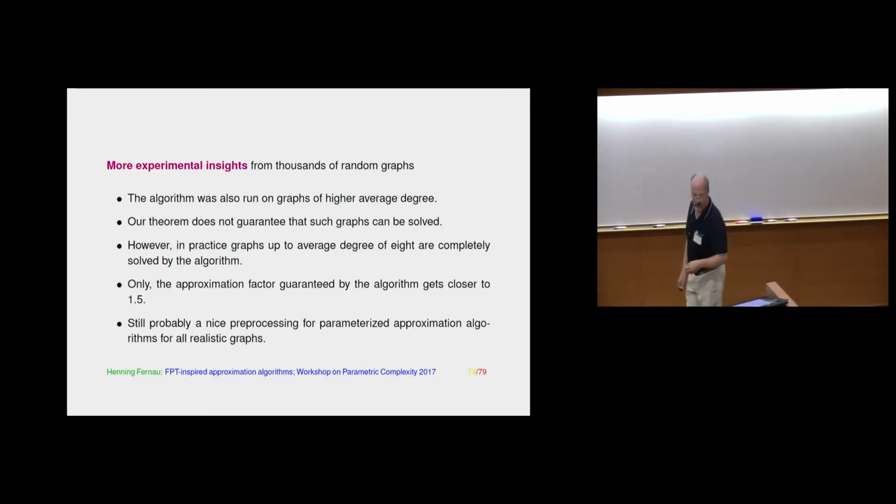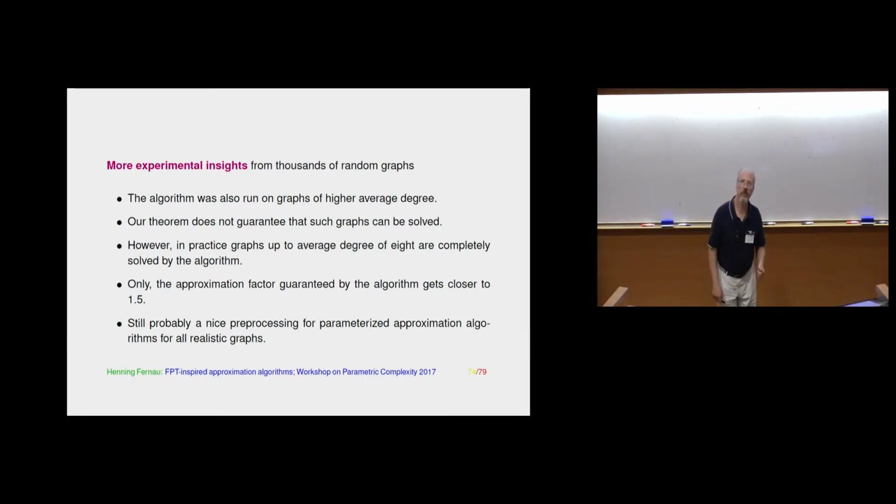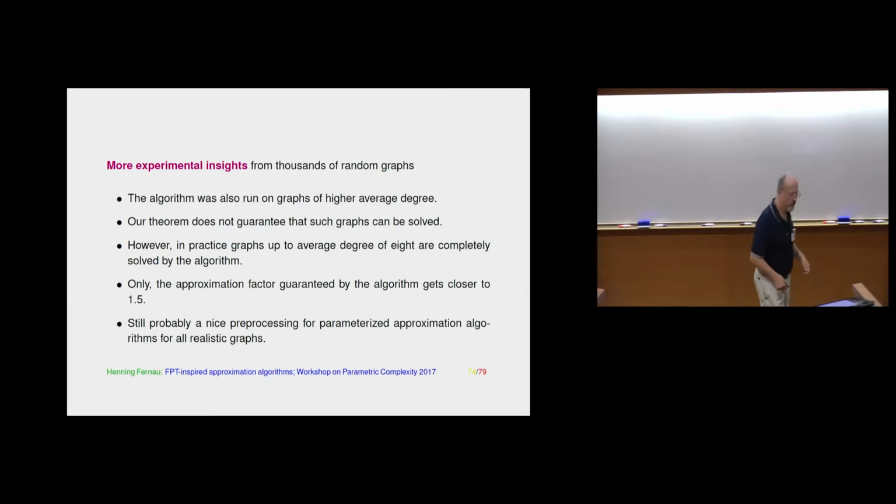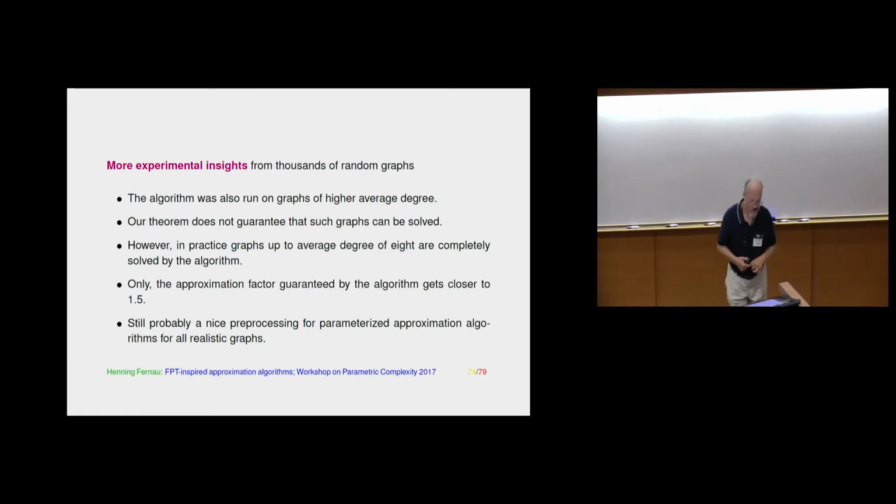Okay, we got a bit more bold. We know that our algorithm works for average degree 4. That's what we proved. But what if we scale up a bit? So what if we run this on graphs of higher average degree? Well, we have no guarantee for that. But nonetheless, if we throw in graphs of average degree at least 8 so we can completely solve them, it means that we still have this upper bound of 1.5.